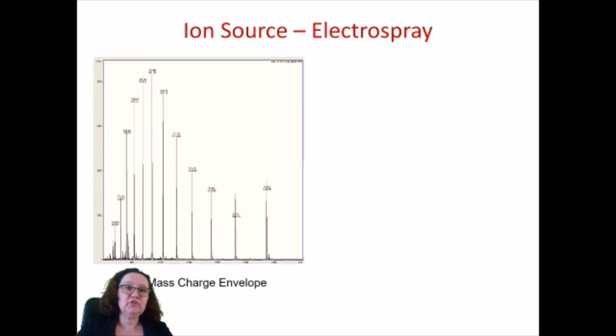An interesting challenge of using ESI as an ion source is the fact that for one particular mass, for one particular set of isotopes, it can produce more than one peak, and that is because it can produce more than one charge ion for that particular fragment, and that means different charge to mass ratios. So instead of having one peak for a particular fragment, you have a series of peaks, and that's what I'm showing in this slide. It's called the mass charge envelope.